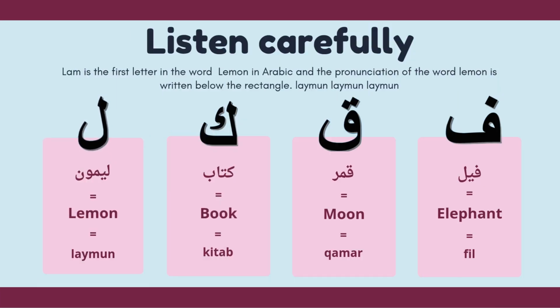Lam is the first letter in the word lemon in Arabic, and the pronunciation of the word lemon is written below the rectangle. Laymun, laymun, laymun.